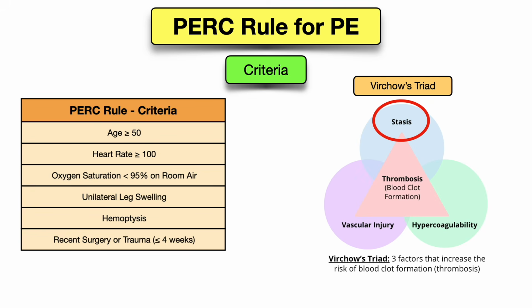One of them is stasis of blood flow. Recent surgery or trauma can lead to bed rest or immobilization, which can cause the blood to be stagnant, which can form blood clots and cause a PE. Trauma can also lead to vascular injury, which is another component of Virchow's triad, and this can increase the risk of blood clot formation as well. This is why recent surgery and trauma are included in the PERC rule.